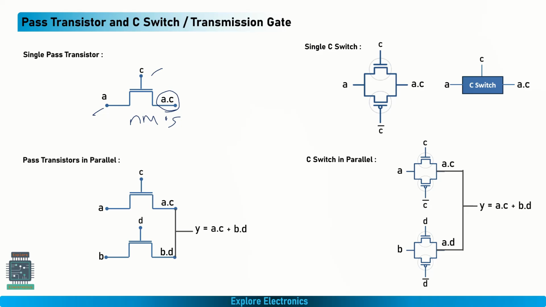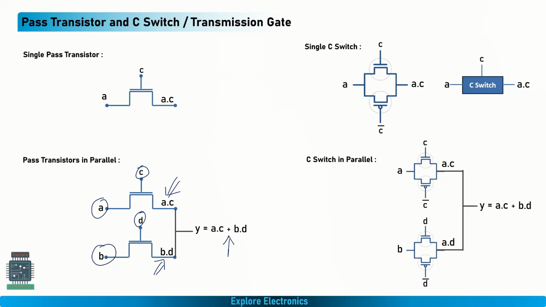And similarly, if you have two such pass transistors connected in parallel, if one input is A, another input is B, and one control input is C, another control input is D. In this case, A and C together we will be getting A into C over here, and B into D we will be getting over here. If we connect it in parallel like this, this will be giving us the plus functionality.